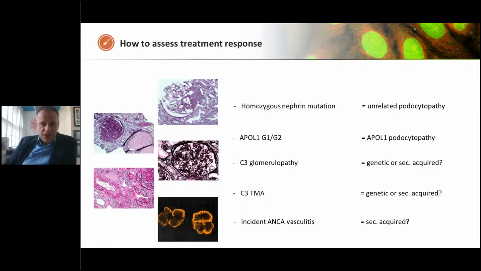There are a couple of other disorders that can coexist in patients with lupus nephritis. I mentioned nephrin mutations, genetic factors, APOL1 as a risk gene, but on rebiopsy we also found C3 glomerulopathy, TMA, or even an incident ANCA vasculitis. So do a rebiopsy if the patients don't respond well. Do the same as in steroid-resistant nephrotic syndrome.